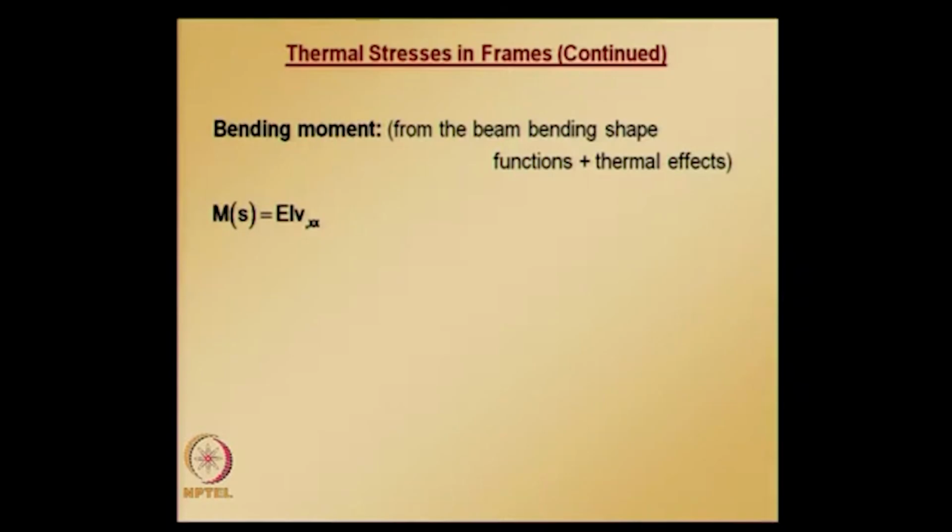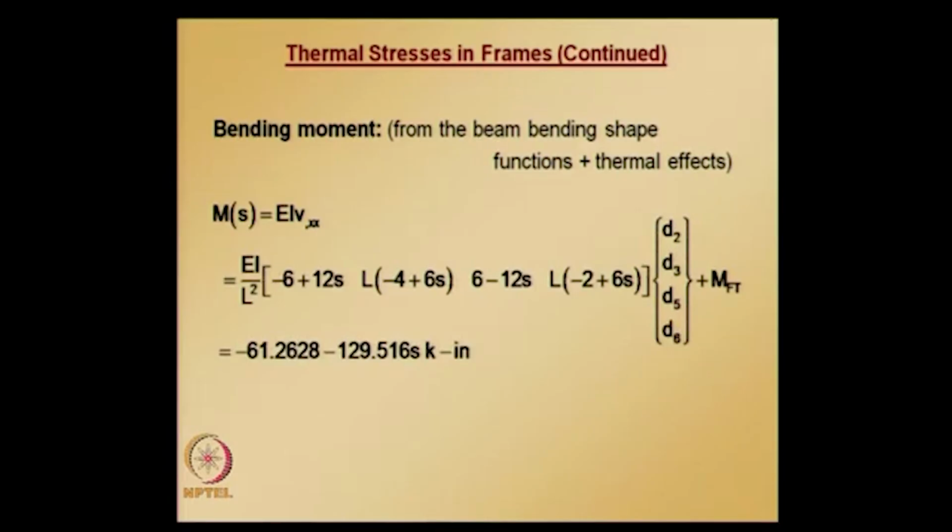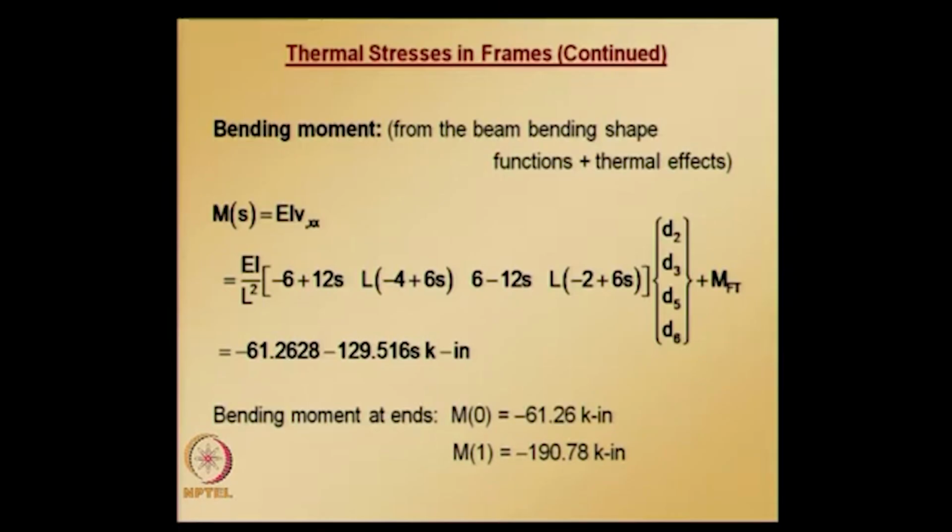Again, using finite element shape functions we can calculate the bending moment once we know the nodal values, but here we need to apply the fixed end correction, which we already calculated as MFT. Applying that correction we get this, and it is a function of S, where S equal to 0 corresponds to node 1 and S equal to 1 corresponds to node 2. So, the bending moment values at these two ends can be obtained by substituting S equal to 0 and S equal to 1. Again, using the sign convention for internal moments we can draw the bending moment diagram for element 1.